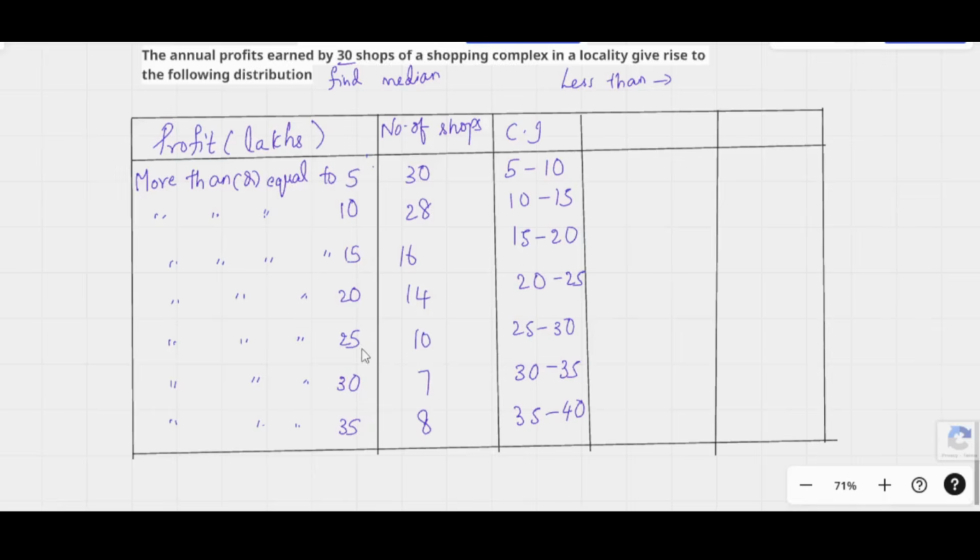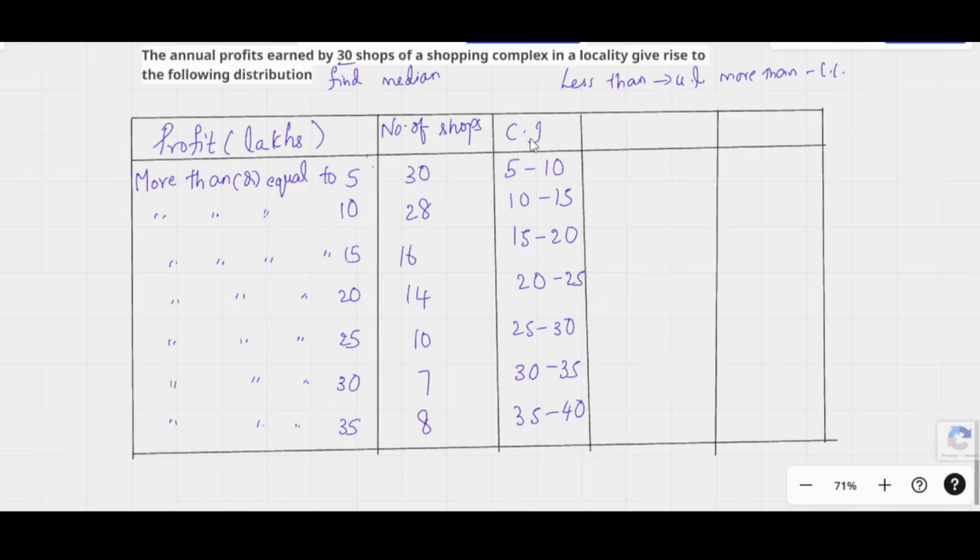All the numbers we have kept in the upper limit. But here, in the case of more than, we are going to put all these numbers in the lower limit. The numbers given in the less than will come to the upper limit, and the numbers given for the more than questions are kept in the lower limit. That you have to understand.